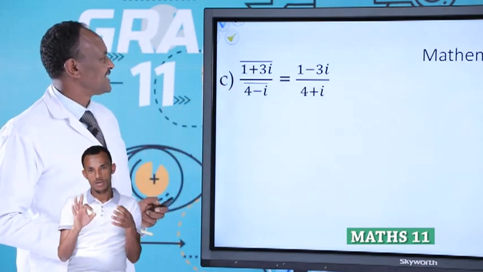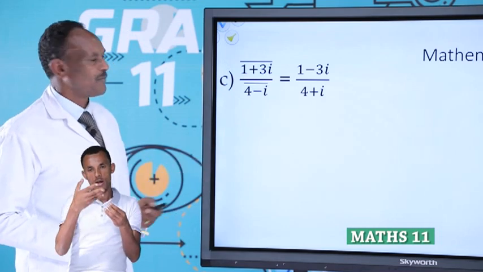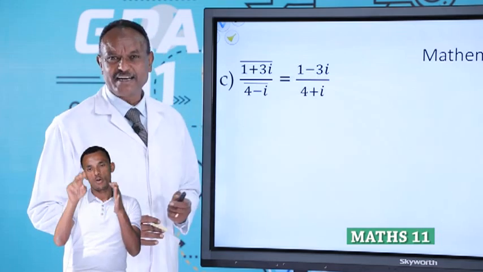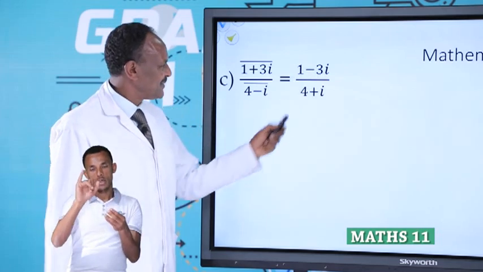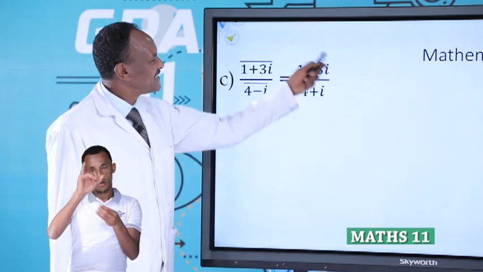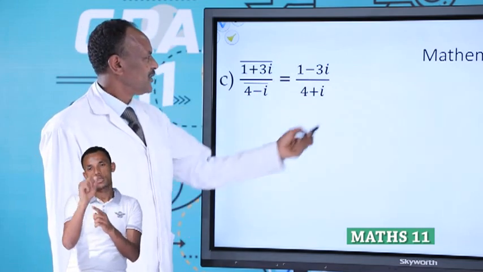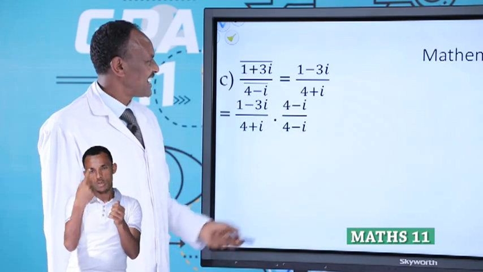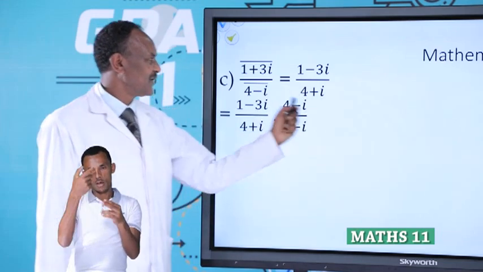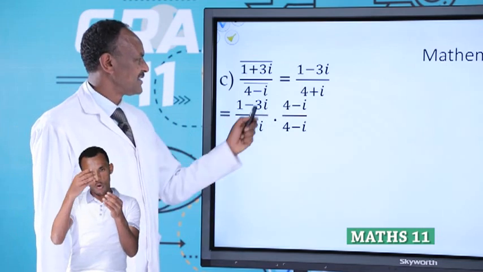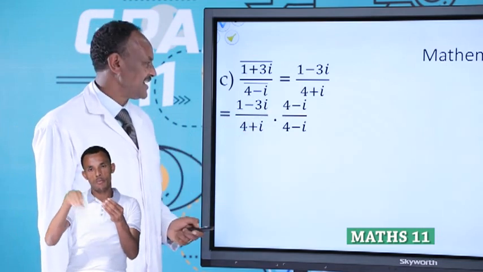The conjugate of 1 plus 3i over the conjugate of 4 minus i. First, what is the conjugate of the numerator? It is 1 minus 3i. The conjugate of the denominator is 4 plus i. What is the simplest form of this expression? It is similar to exercise B. So multiply both the numerator and the denominator by the conjugate of the denominator. So (1 minus 3i) over (4 plus i) times (4 minus i) over (4 minus i).